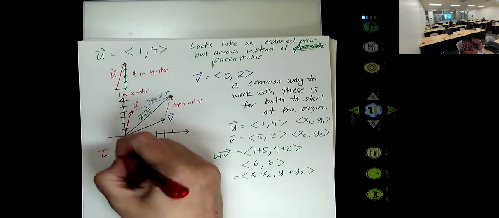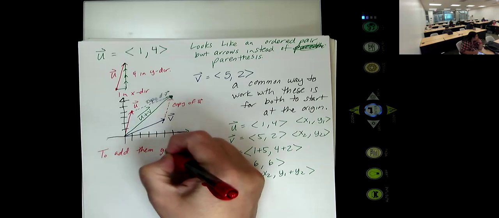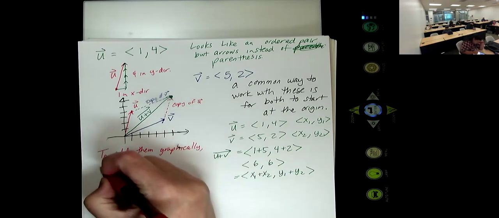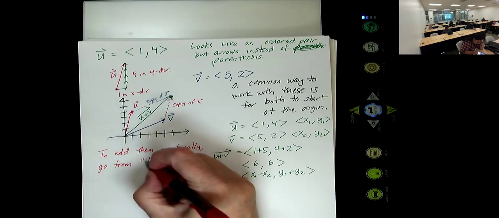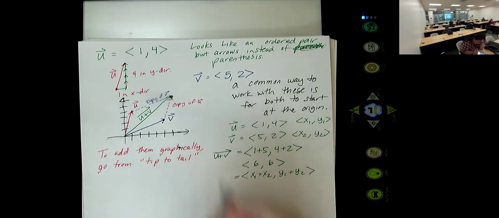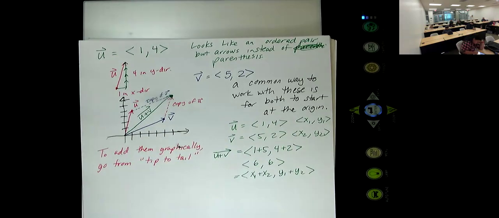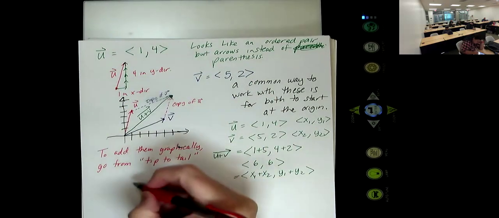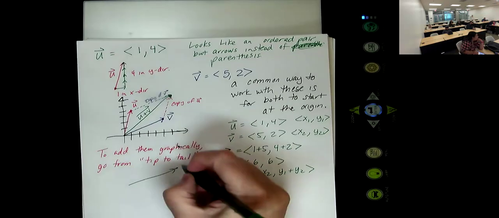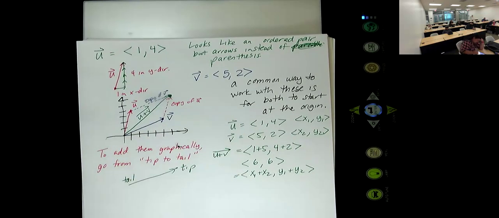So to add them graphically, go from tip to tail. That's what they tend to say, where the tip, this is the tip of, well, let me redraw an arrow. Tip, tail. So you take the tail of one, put it at the tip of the other, and you just find the vector from there.